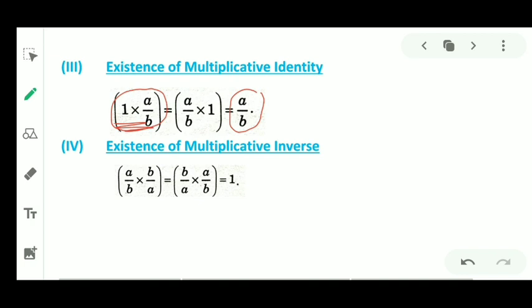Now existence of multiplicative inverse. If you multiply the reciprocal of a rational number with the same rational number, then you will get 1. For example, if you multiply a by b with the reciprocal of the same rational number, that is b by a, then we will get 1, because b cancels and a also cancels. So we get 1. So the multiplicative inverse of a rational number is the reciprocal of the same rational number.